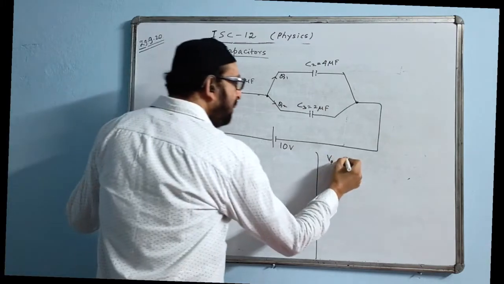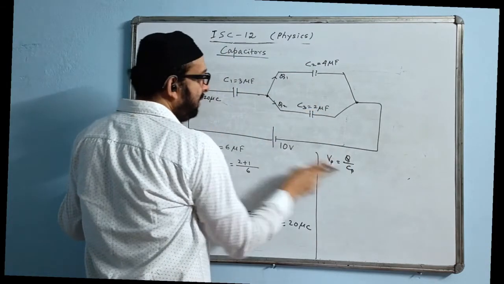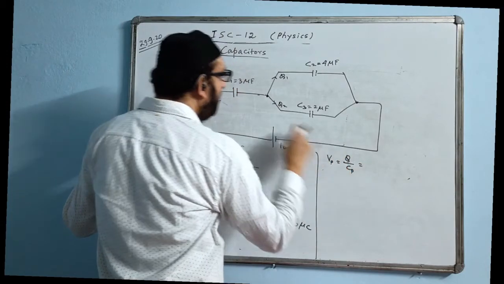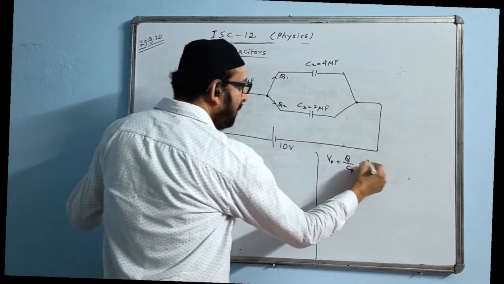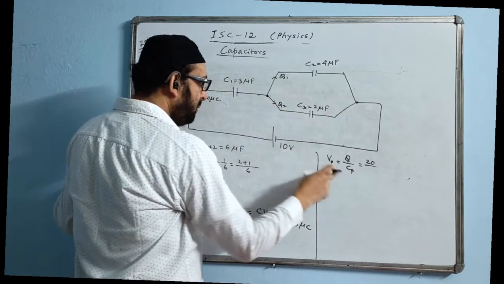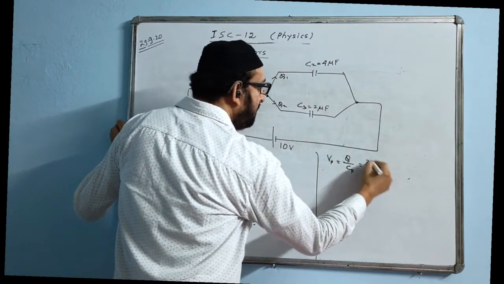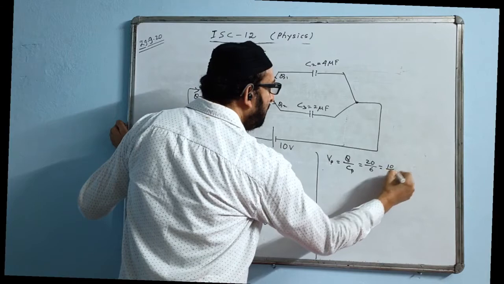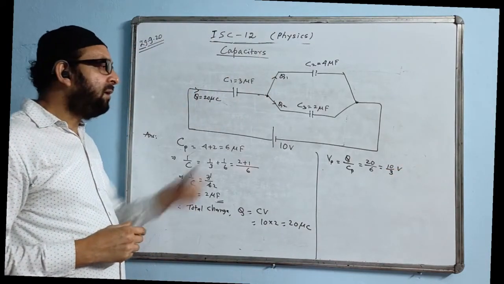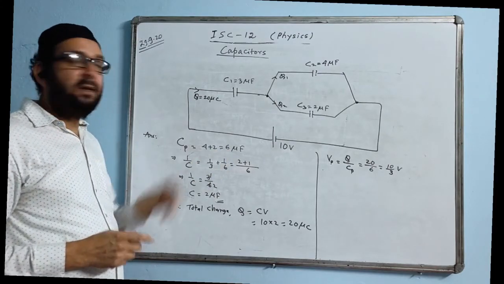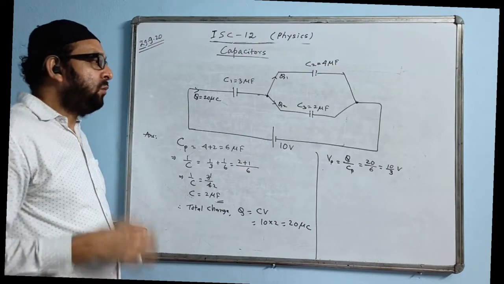Voltage formula will be Q upon CP. Total charge for both the parts is that only Q, and upon CP we write. Q value we have, what is the total charge? 20. And CP value we have 6. So the answer is coming 10 by 3 volt. VP value is coming 10 by 3. If we want, we can write the answer in decimal, or we can just leave it as a fraction. That is not demanded in the question.